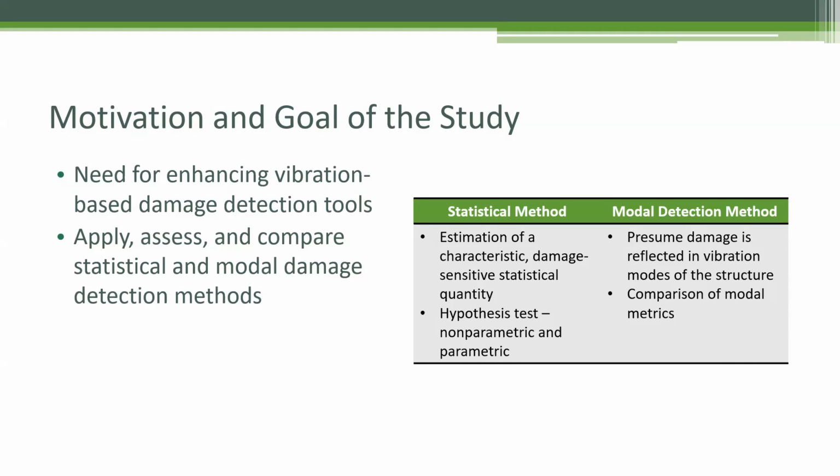The goal of the study was to apply, assess, and compare two widely used damage detection methods, in particular, the statistical and modal damage detection methods. The statistical method used in this study covered both non-parametric and parametric methods, while the modal method compared vibrational metrics of the operating and baseline healthy state conditions.